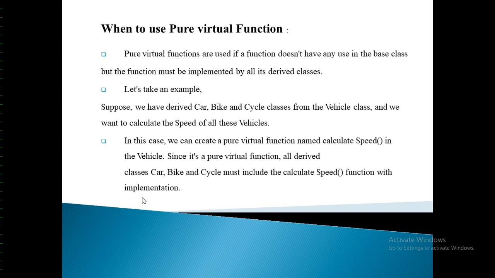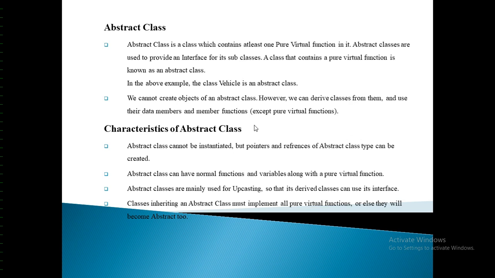When to use pure virtual functions? Pure virtual functions are used if a function doesn't have any use in the base class, but the function must be implemented by all its derived classes. Let's take an example. If there is a Vehicle class with derived classes Car, Bike, and Cycle, and there is a calculateSpeed function, we just declare that function as a pure virtual function in the Vehicle class, and then the body of that function will be implemented in the derived classes. Since it's a pure virtual function, all derived classes Car, Bike, and Cycle must include the calculateSpeed function with implementation.